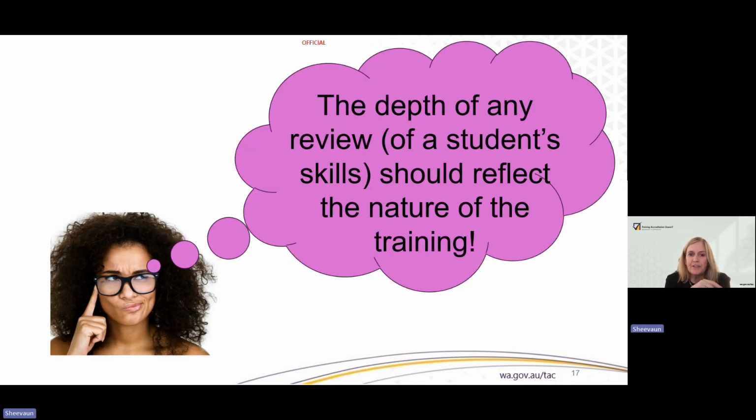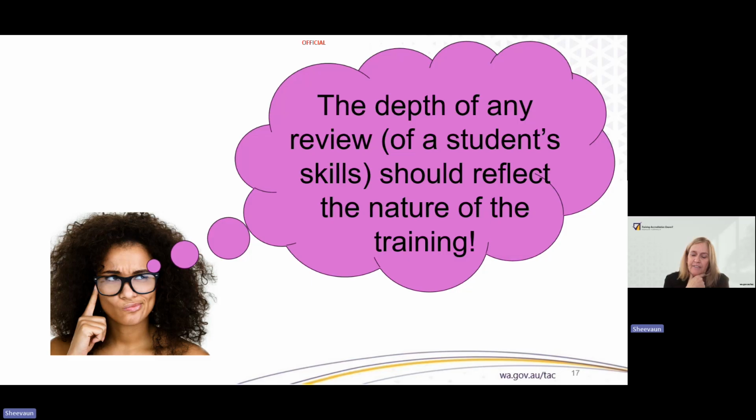So when we talk about what do we mean by the depth of a review of the student's skills? Okay, so for example, just to reiterate there, if a student comes to you and their program is 12 months or 2 years or a 3-year program, the likelihood is a review of their skills and competencies to get onto that course is going to be a bit more detailed than, for example, a 1-day short online course. Right? There's no doubt about that. So therefore, your procedure should actually reflect that.